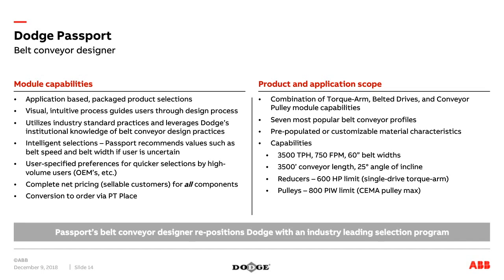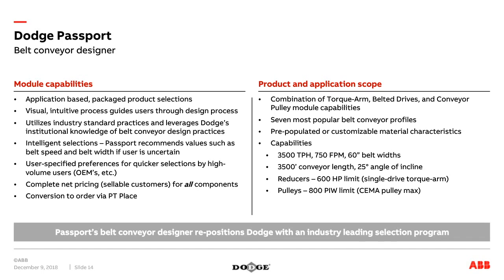With these, you can set preferences based upon your user profile. If there are certain design practices that you prefer or that you always use, then you can set those preferences in your profile, and it will come up that way every time. For example, if you have a certain service factor on gearboxes or belt drives that you always want to use, or a certain type of lagging on your conveyor pulleys, then you can set those in your preferences and use that every time.